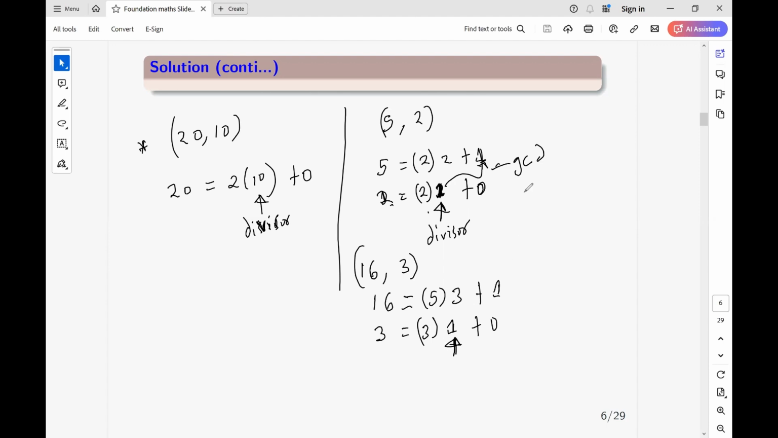Let me take now one that does not give us a GCD of 1. Let me talk of 24 and 9. Is that okay? So we say 9 into 24, how many times? Twice. And the remainder is 6.